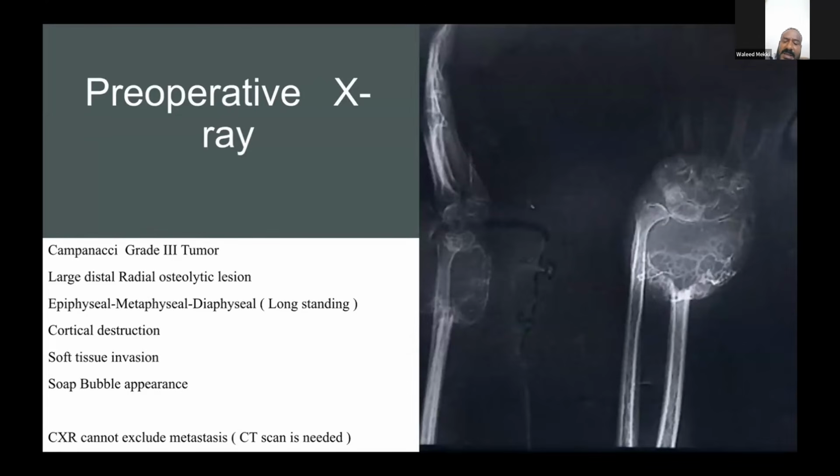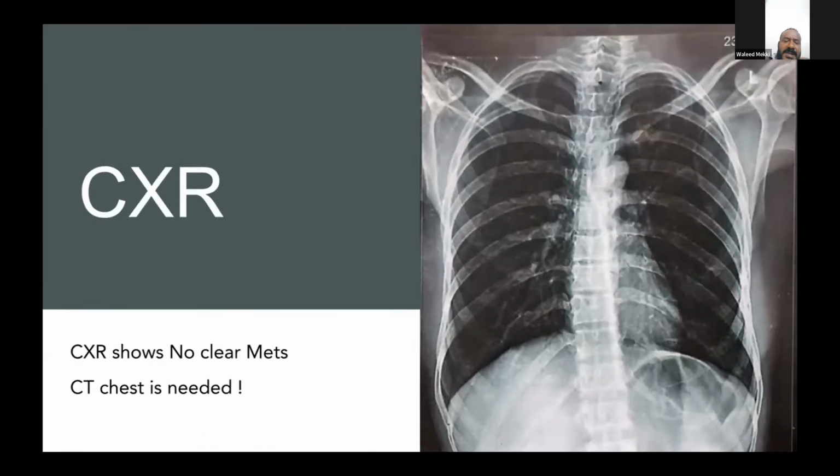His chest X-ray, we cannot exclude metastasis. This is the chest X-ray. It shows no clear metastasis, but I think to confirm, we need to do a CT scan of the chest.